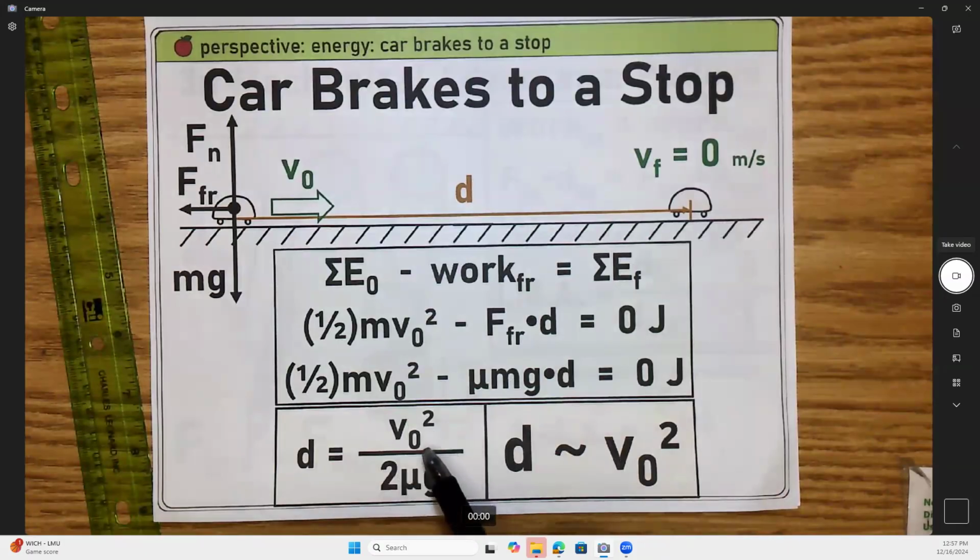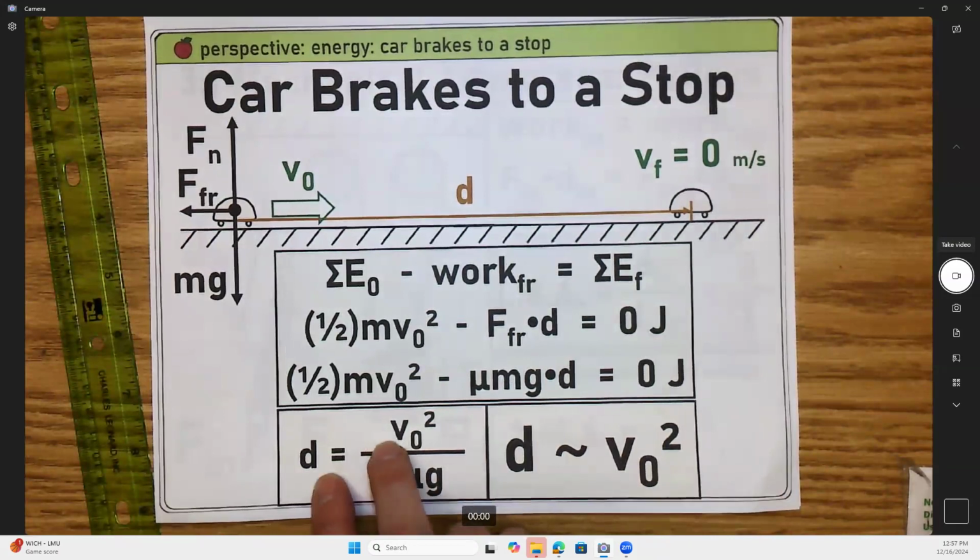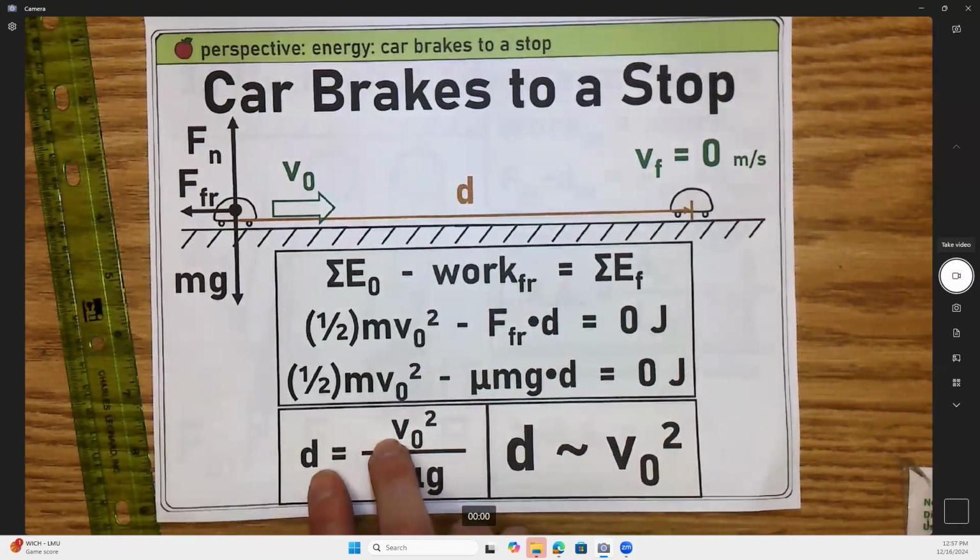Now, going back a couple of questions ago, if you're comparing speed and braking distance, do you see that if you have triple the speed, this corresponds to 9 times the braking distance, because 3 squared is 9.